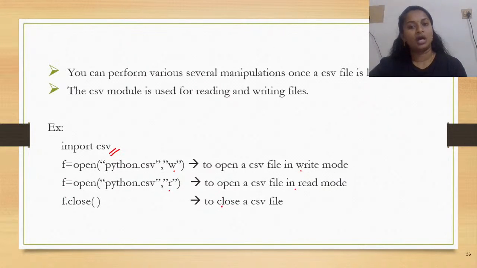Now, how to close the file? In text files also we have learned the close method, right? Now close is not a function because it is going to be accessed along with the file object. And what is the file object here? f, right? So to close the CSV file too, we'll be using the format f.close. Okay.